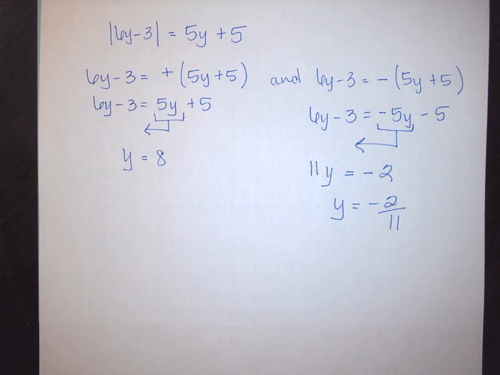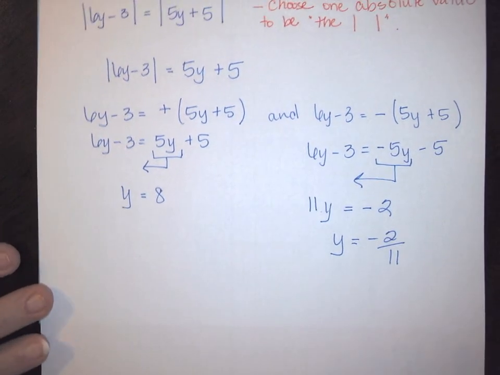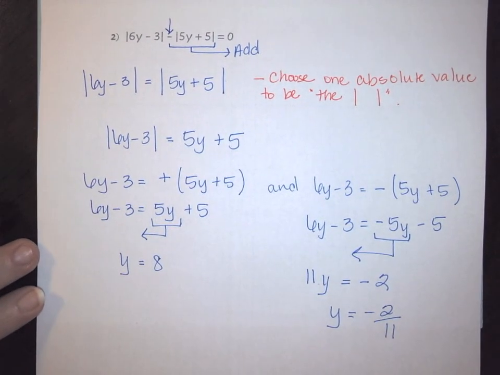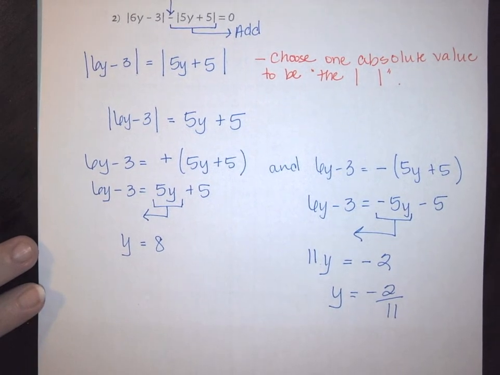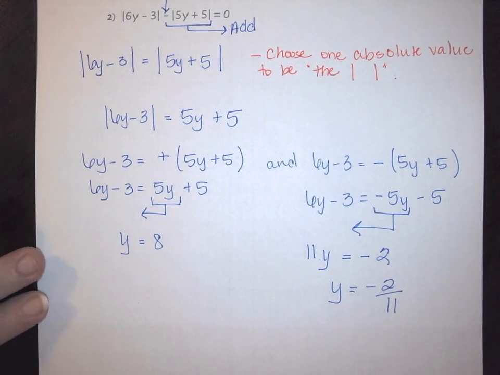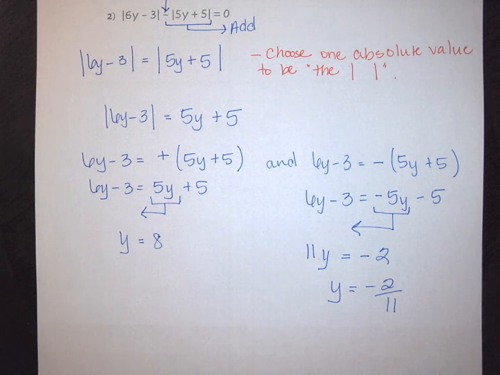So there you have a couple examples, one with a single absolute value, one with a double absolute value, both of which follow the exact same absolute value rules. So as long as you remember to isolate that absolute value first, and then take both the positive and negative into consideration, you shouldn't have any issues solving your absolute value problems.